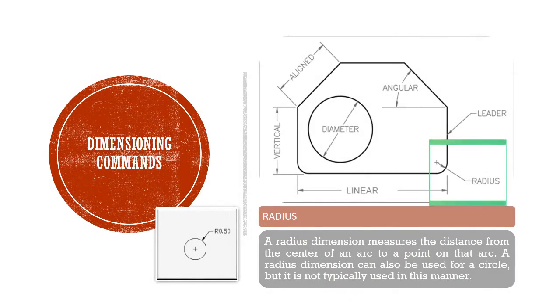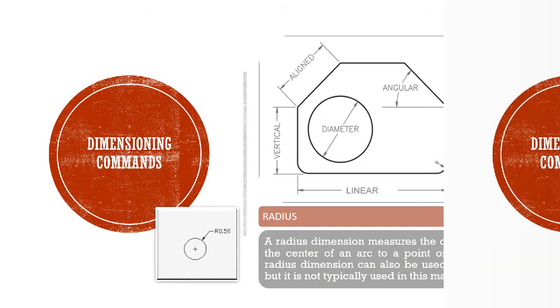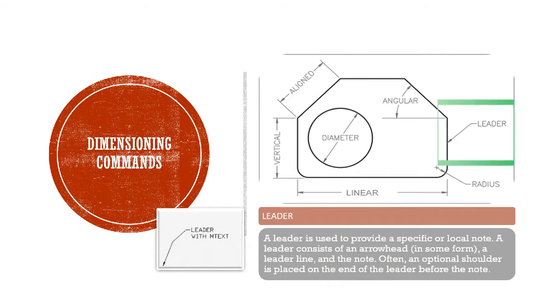Next, a radius. A radius dimension measures the distance from the center of an arc to a point on that arc. A radius dimension can also be used for a circle, but it is not typically used in this manner. The last one is a leader. A leader is used to provide a specific or local note. A leader consists of an arrowhead in some form, a leader line, and the note. Often, an optional shoulder is placed on the end of the leader before the note.